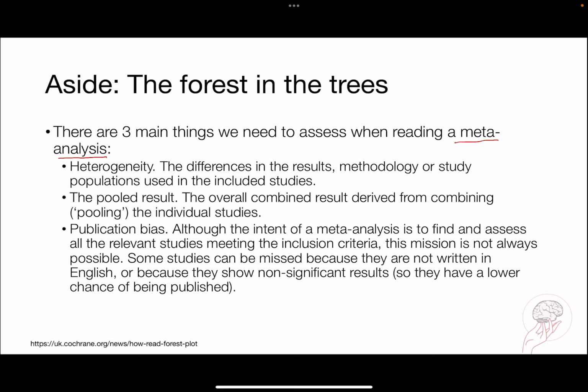We also need to look at the pooled result, the overall combined result derived from combining or pooling the individual studies. And finally, publication bias. Although the intent of the meta-analysis is to find and assess all relevant studies, sometimes this isn't possible. Some studies can be missed because they're not written in English or because they show non-significant results. And things with non-significant results have a lower chance of being published.